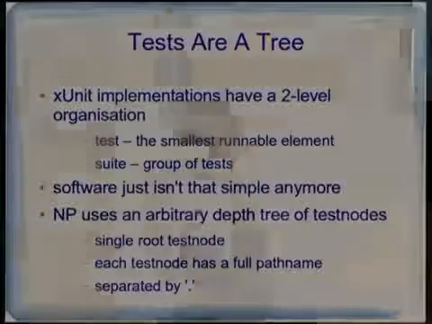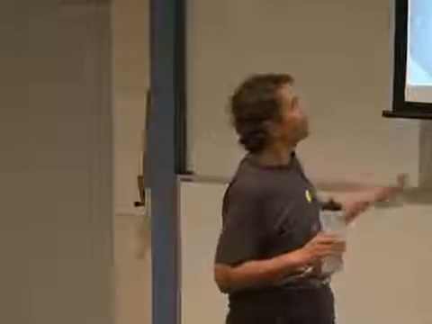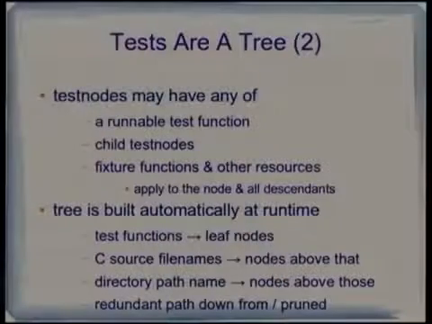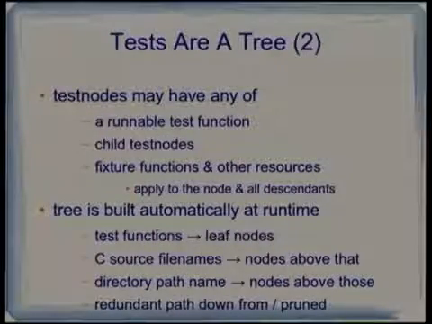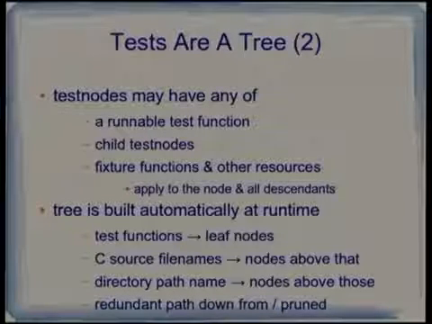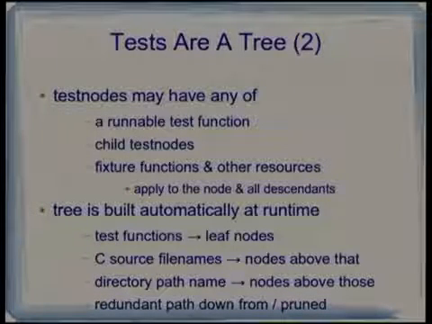So what I do is I have an arbitrary depth tree of things that I call test nodes, which are either tests or suites. And in fact, they can be both. You can have a test node that has both a runnable test function and children. So this is more like the IMAP tree model than anything else.